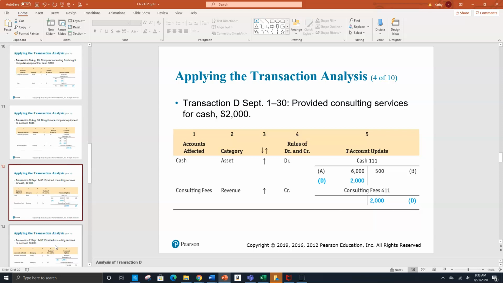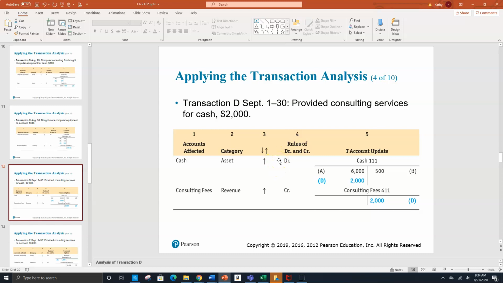Transaction D, provided consulting services for cash. So the two accounts affected are cash and consulting fees. Remember, these accounts affected we're getting from our chart of accounts. So in your homework problems, you should be given a chart of accounts to see what accounts should be affected. Then you look, cash is an asset, consulting fees is a revenue. We're increasing cash, we're increasing revenue.